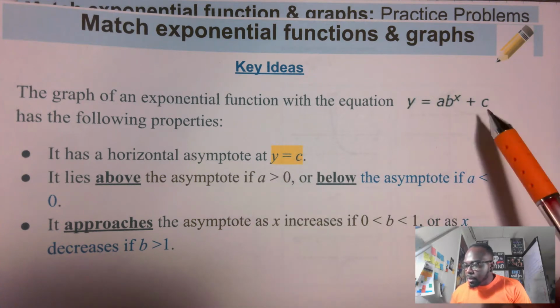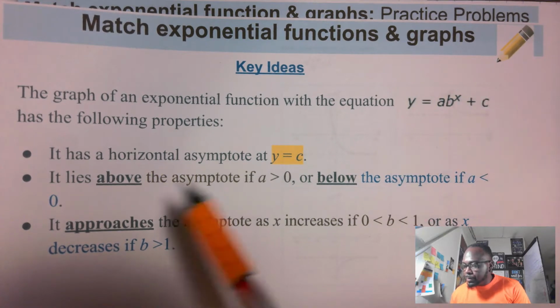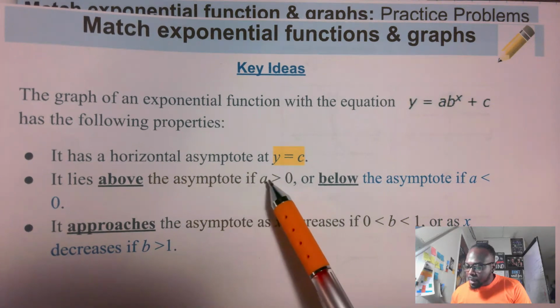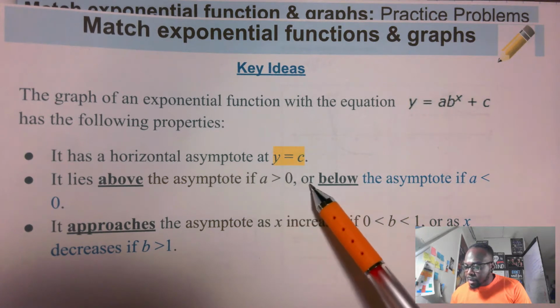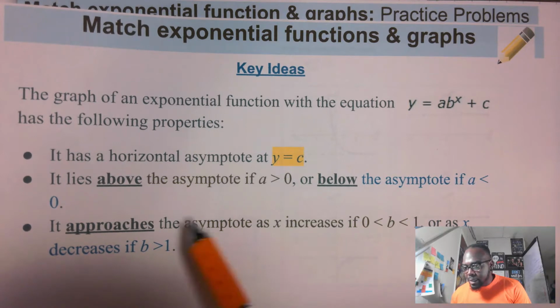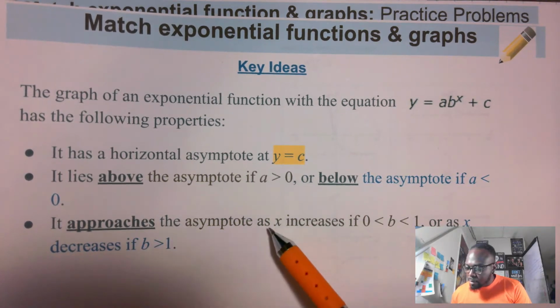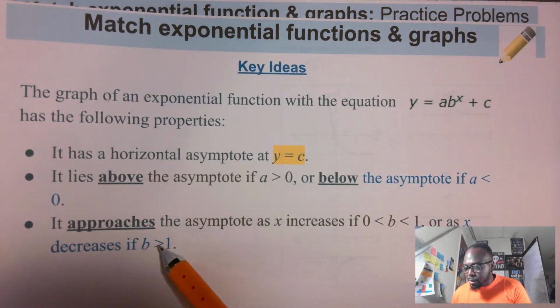What do I mean by that? Y equals c, which is right here. So whether this is positive or negative, it says the graph lies above the asymptote if a is greater than 0. It lies below the asymptote if a is less than 0. It approaches the asymptote as it increases if b is greater than 0 but less than 1, or it decreases if b is greater than 1.